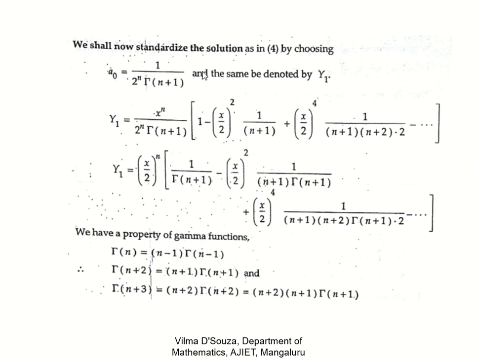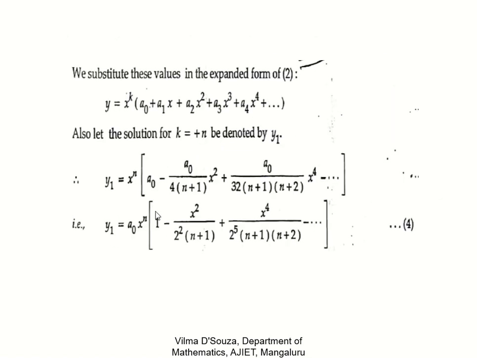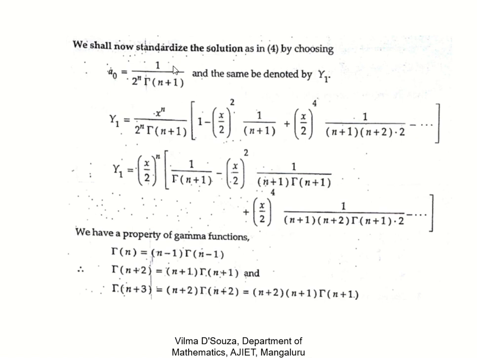Now to generalize this solution, choose a naught is equal to 1 by 2 to the power n gamma n plus 1. You are taking that a naught is equal to a constant. So we take as a particular solution 1 by 2 power n gamma n plus 1, and you denote it as capital Y1. You have the small y1 solution, equation 1. In that you take a naught as this. So substitute this in your y1.